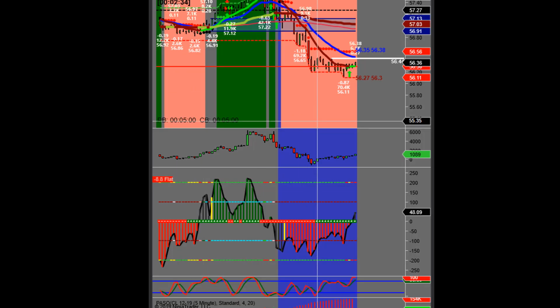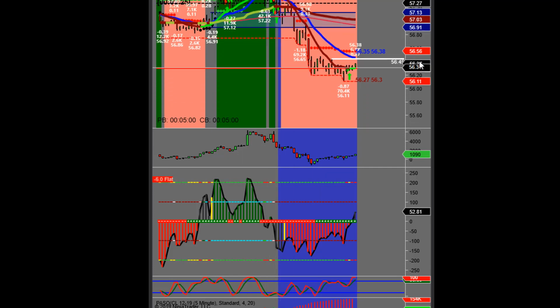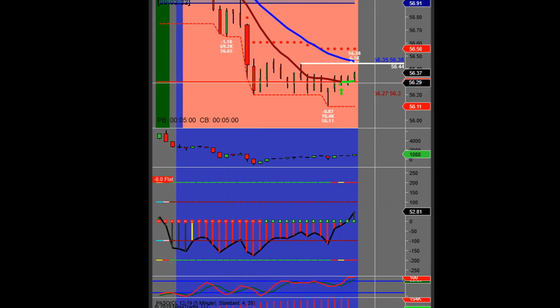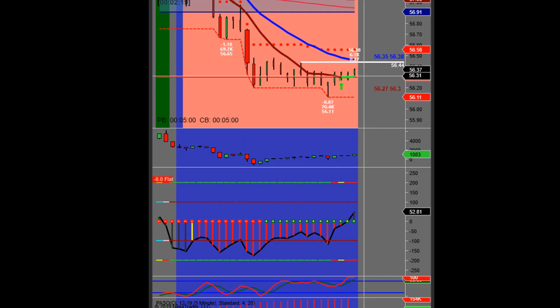How far we go. So the low of the day is the red line here. Let me make this bigger. This is the low from yesterday, sorry. And this is the 10 moving average. And this is the 20 moving average. And here we go, here comes the pop. Come on, let's go higher.